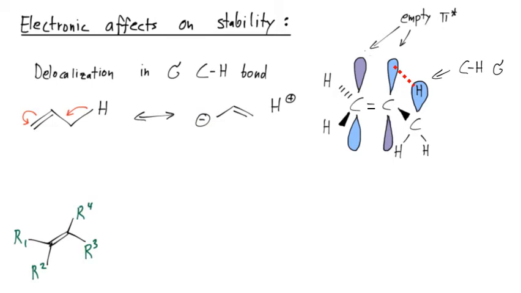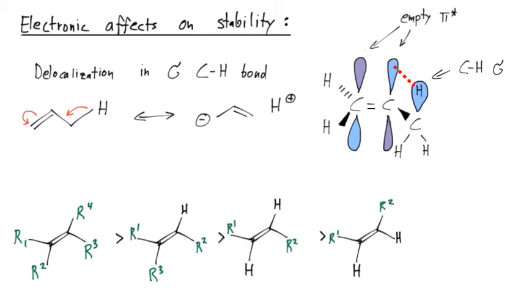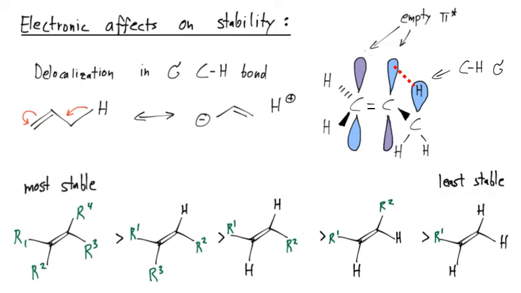So from this you can understand now that the alkene with the highest degree of R groups is the most stable. So if we now decrease the amount of R groups, we get less stability, with the least stable alkene being the one that has only hydrogen substituents, but the most stable is the one with the most R groups.